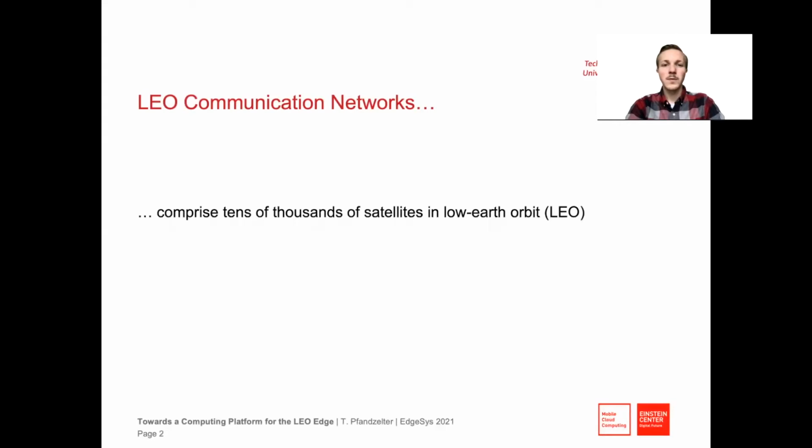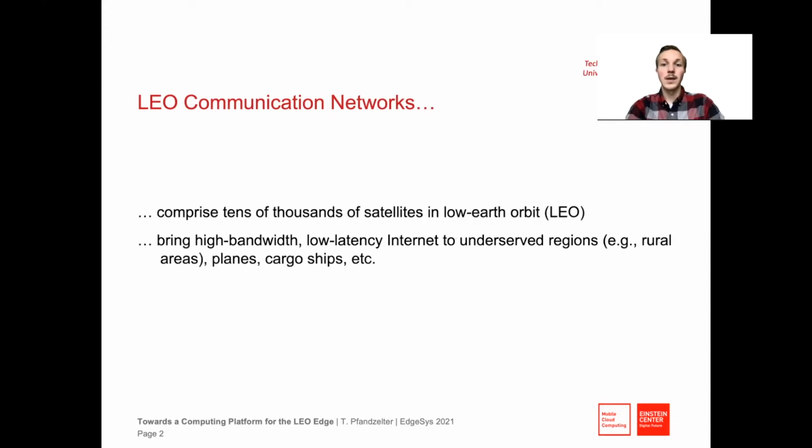There are a number of private companies out there that are currently building large satellite mega constellations in low Earth orbit, or LEO, which are used as communication networks. So low Earth orbit means altitudes of less than 2,000 kilometers. And these constellations comprise tens of thousands of satellites. And they are used as high bandwidth, low latency internet uplinks.